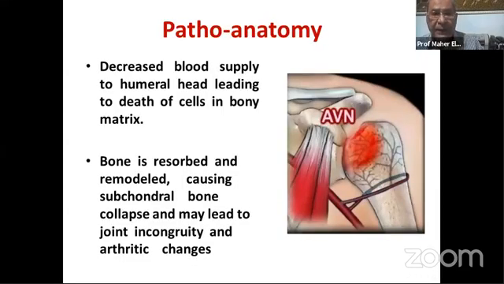The pathoanatomy: decreased blood supply to the humeral head, leading to death of cells in the bony matrix. The bone is resorbed and remodeled, causing subchondral bone collapse, and may lead to joint incongruity and arthritic changes at the end.